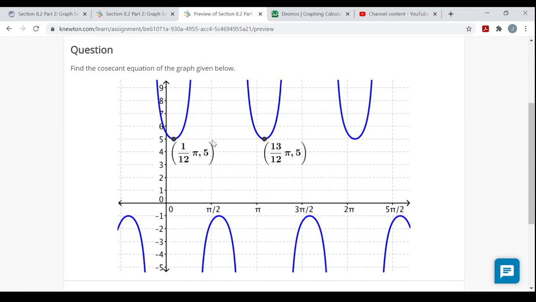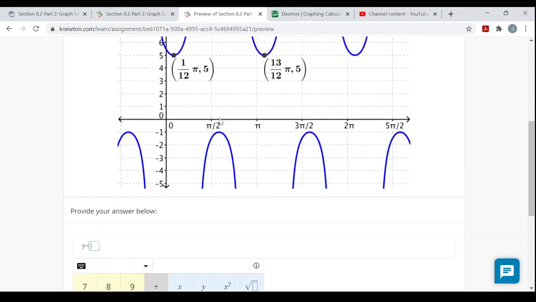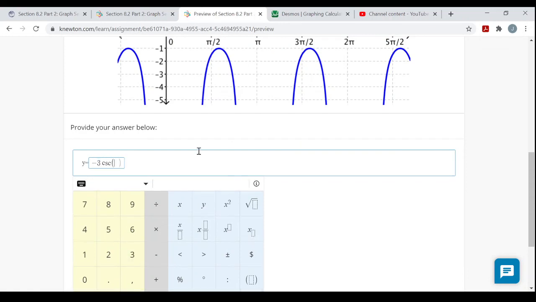And let's see, this is at pi over 12, this is at 13 pi over 12. Halfway between those would be 7 pi over 12. And then halfway between pi over 12 and 7 pi over 12 would be 4 pi over 12, so at pi over 3. So I start at pi over 3. Amplitude is 3. And I'm going to make it negative because it'd be going down, then up, then down. So I'll have -3 times, and then the sine becomes a cosecant.